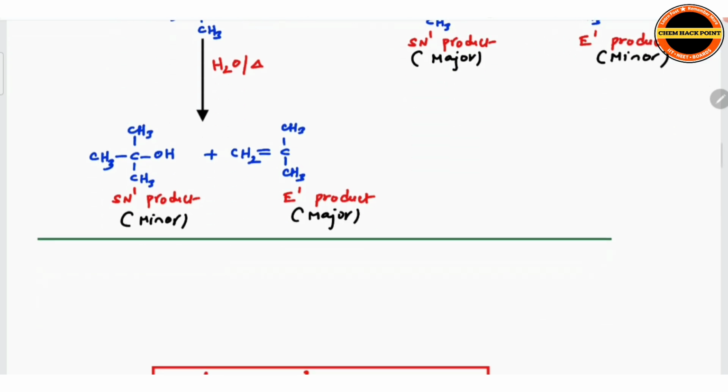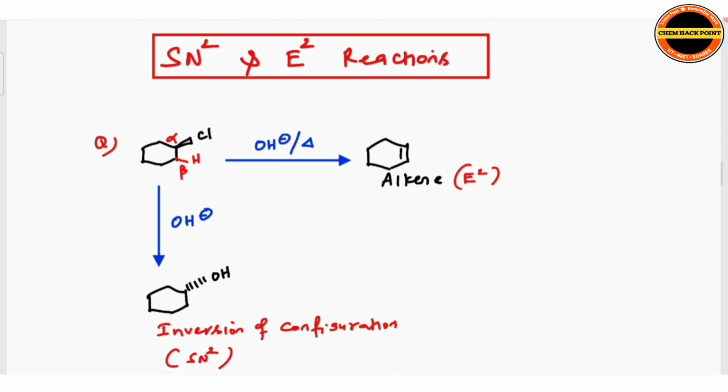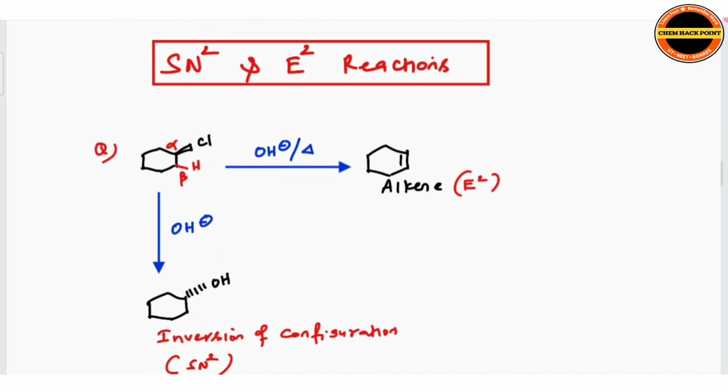Okay. Next, SN2 and E2 reactions. For SN2 and E2 reactions, first you see this reaction: OH minus along with heating. Here the alpha carbon is connected to the halogen, and the beta carbon is next to the alpha carbon. So what happens in E2 elimination? Here we remove hydrogen as well as halogen from adjacent carbons, hydrogen and halogen. So we will get an alkene, which is the E2 product.